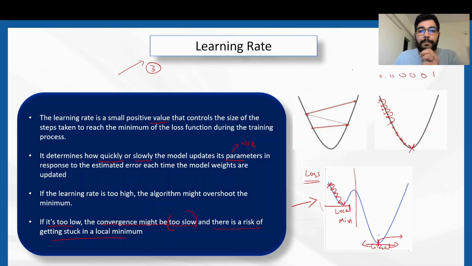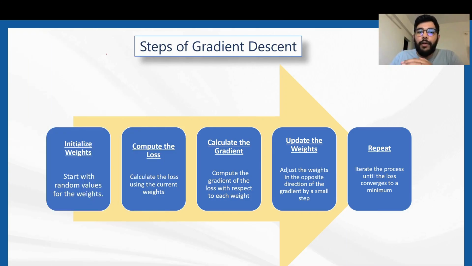Now coming to the steps that are involved in the gradient descent algorithm so that we achieve the lowest possible value of the loss function. The first step is we initialize the weights. We start with random values of the weights or the parameters, that is the bias or the weights in the neural network. The second step is we compute the loss.